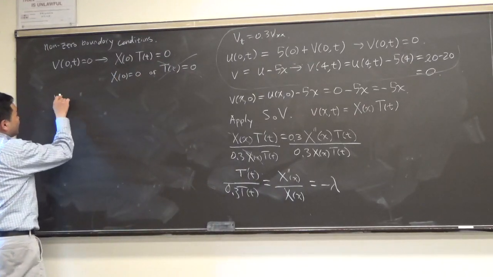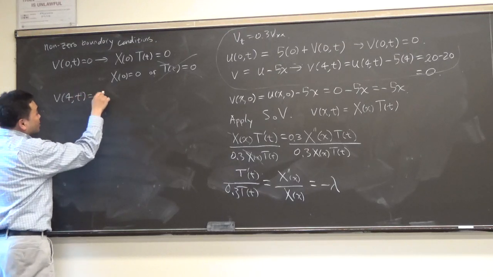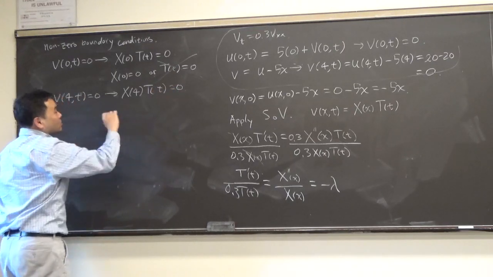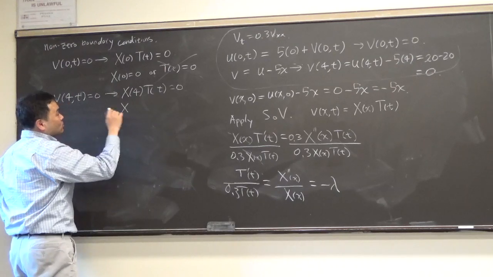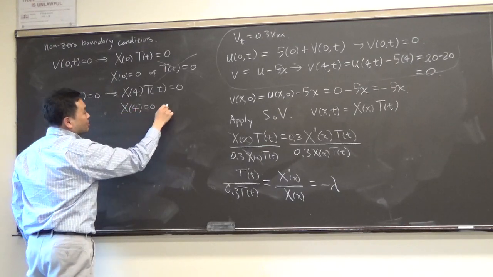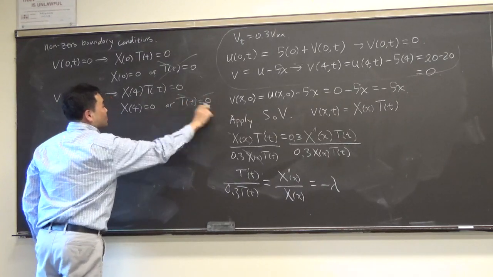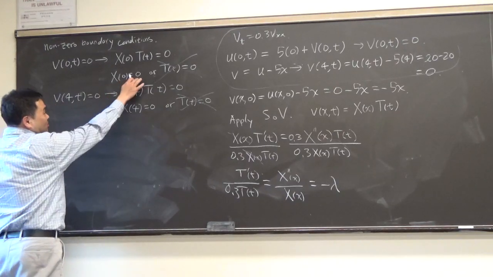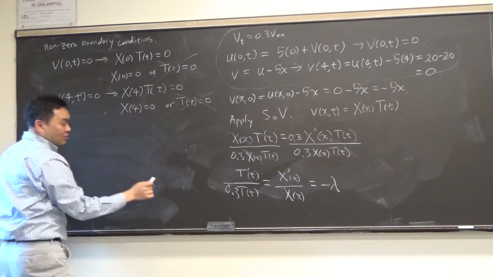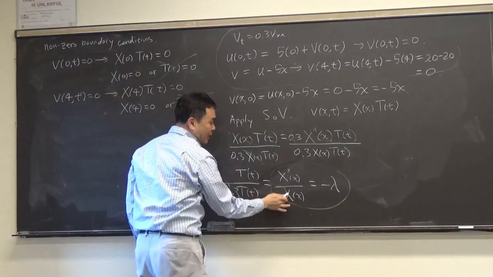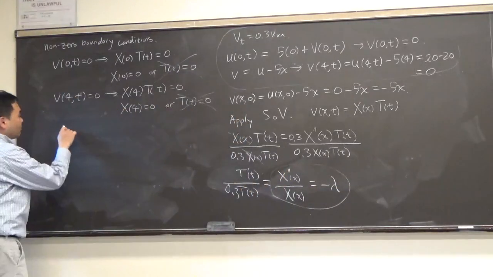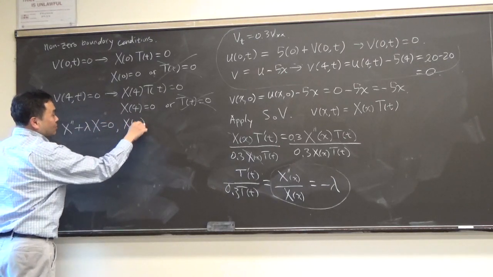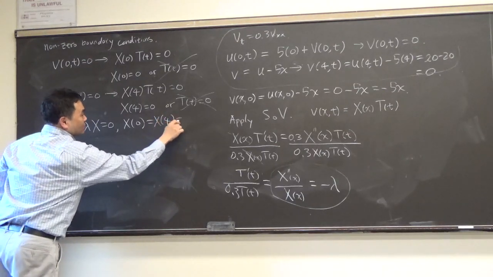In the same way, if v(4,t) equals 0, that says X(4) times T(t) equals 0, which gives you X(4) equals 0 or T(t) equals 0. Again, we don't allow that because that gives us a trivial solution. So now here's what we have. We have X(0) equals 0 and X(4) equals 0, along with this condition here. If I bring the x to this side, I have X'' plus lambda X equals 0 with X(0) and X(4) set to be 0.